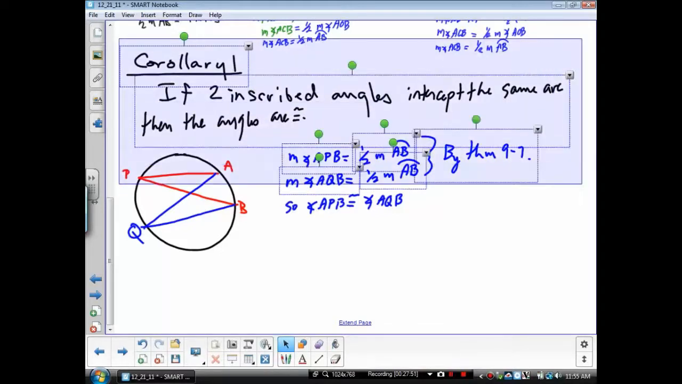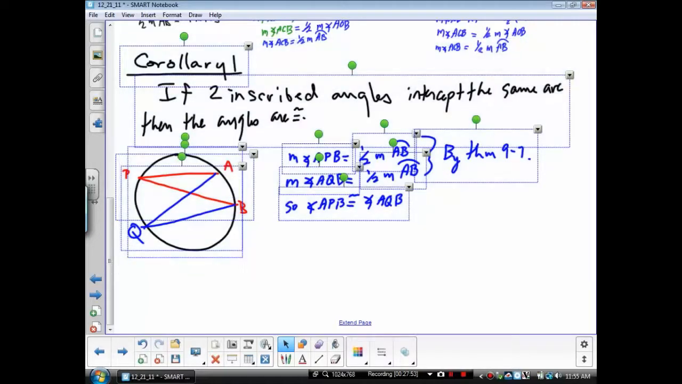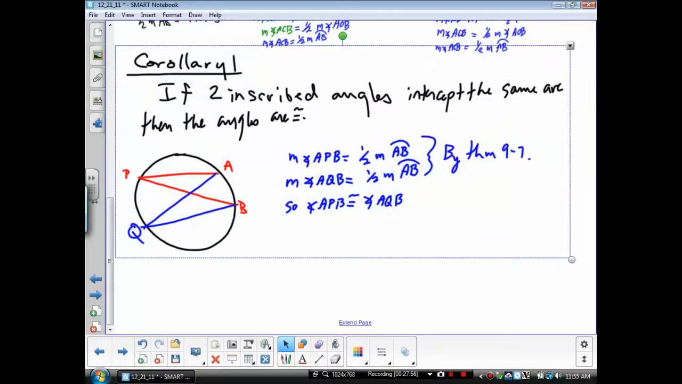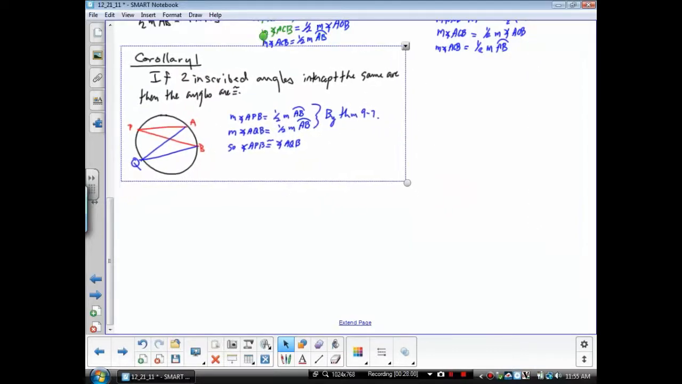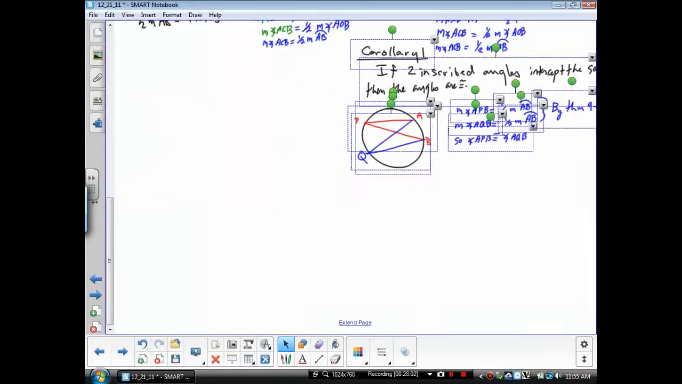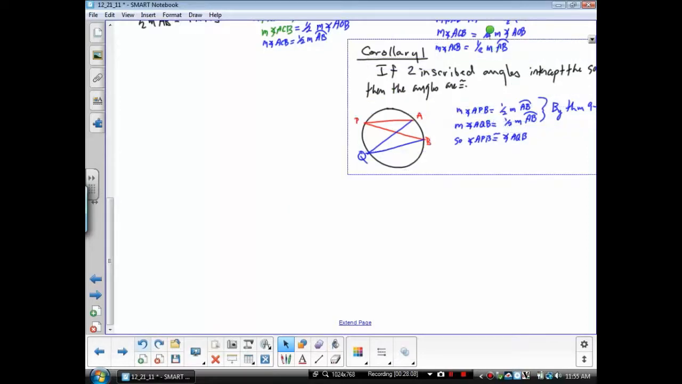Now corollary 2. Corollary 2. An angle inscribed in a semicircle is a right angle.